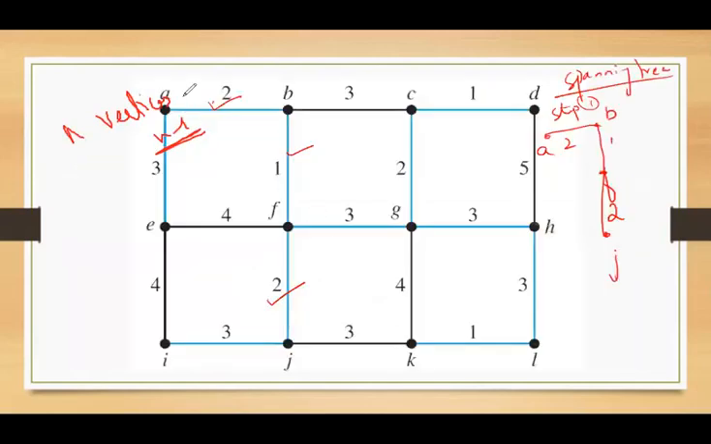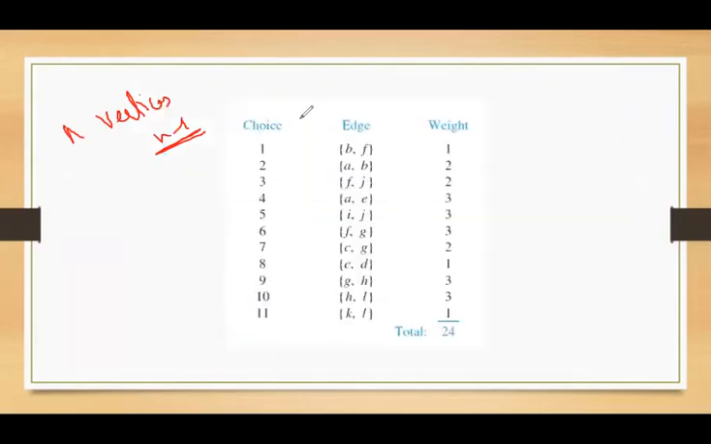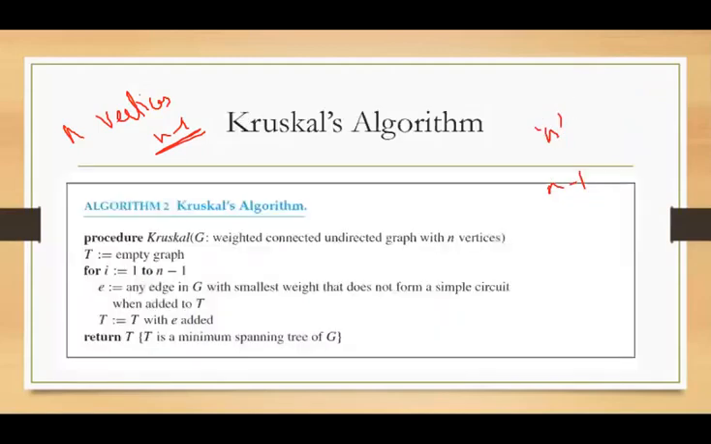So let's count how many vertices are there here. Here we have 12 vertices. So we made 11 choices and added 11 edges. Okay. So basically, in a spanning tree with n vertices, you will have n minus 1 edges. Okay. So next we have Kruskal's algorithm.